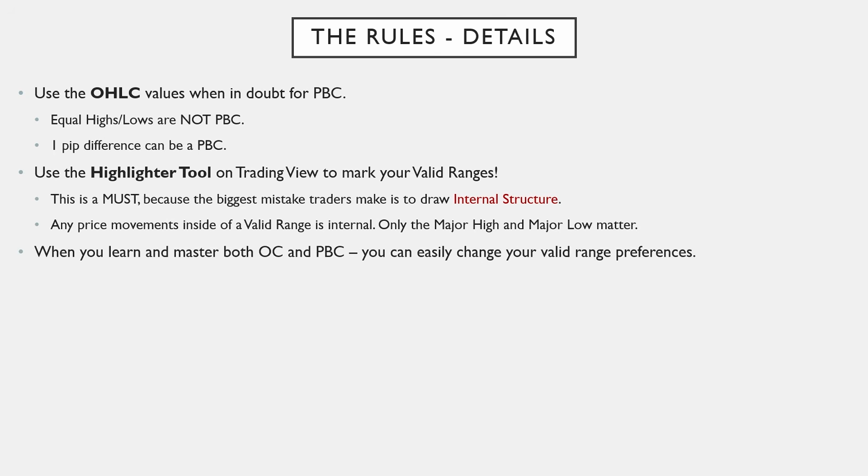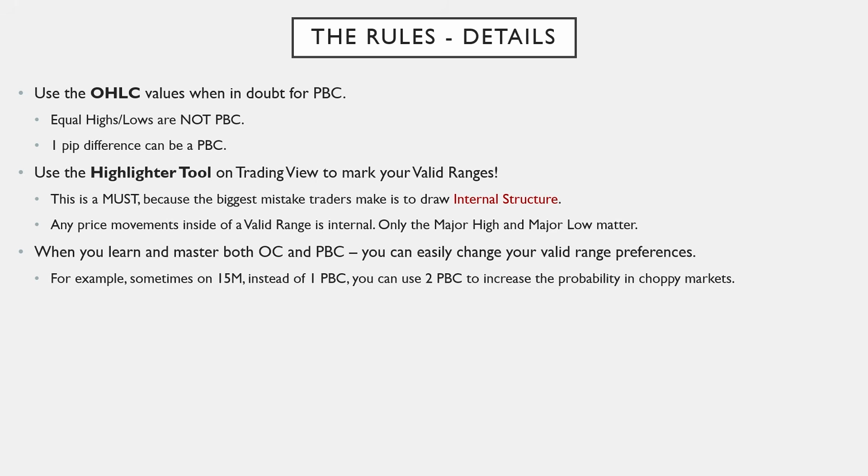When you learn and master both the opposite candles and the pullback candles, then you can very easily change your valid range preferences. For example, sometimes on the 15-minute, instead of 1 pullback candle, I start using 2 pullback candles because the markets are choppy and I want to increase the probability of my valid range. Or you can use, for example, 1 pullback candle on the 50-minute and 2 pullback candles on the 4-hourly time frame, and then 1 pullback candle on the daily. Once you master how to use that strategy, you can pretty much tweak it to your own liking, and you can start testing what works on every single time frame.